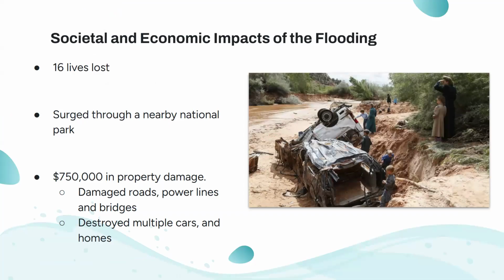The flood took 16 lives on the Utah-Arizona border and surged through the nearby national parks. The daily cost of the flooding is estimated to be $750,000 in property damage to Washington County of Utah, as the water damaged roads, power lines, and bridges. It also destroyed multiple cars and homes during the flood.